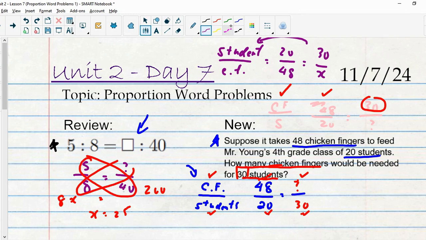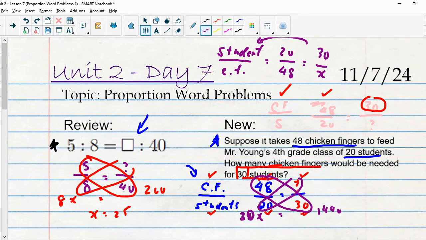So let's do the math down here first. Now here, I'm going to multiply. So 48 times 30 is 1,440. All right, and we got 20 times a certain number, right? So 20 times what gives you 1440.